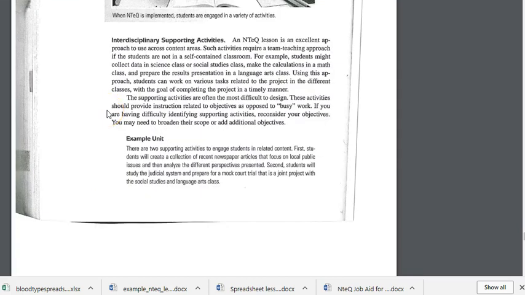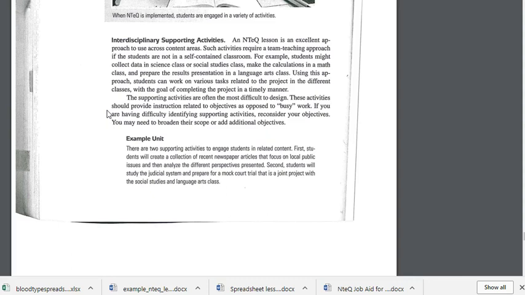One thing, though, that I am most excited about is that the NteQ lesson is an excellent opportunity to create an interdisciplinary set of supporting activities. And this is where your activities require that team teaching approach, that collaborative approach that the school librarian is supposed to be doing throughout anything that we do.